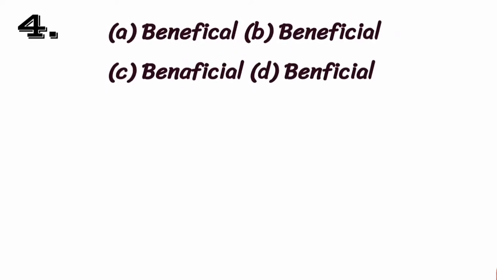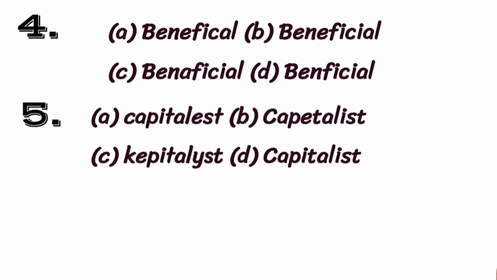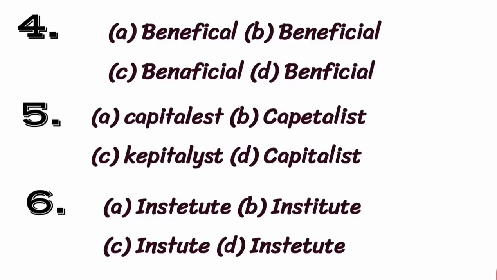Moving further to the fourth, fifth, and sixth question. These all are on your screen. In the fourth question, you will have to find the correct spelling for the word beneficial. In the fifth, you have to find the correct spelling for the word capitalist. In the sixth, you have to find the correct spelling for the word institute. What is right, what is wrong, you have to decide it on your own. So from my side, the correct spelling for the word asked in the fourth question is option B, beneficial.